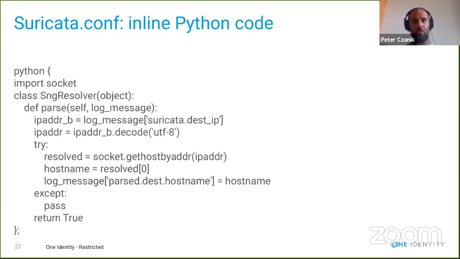Here you can see the Python code. Shorter code can be included within syslog-ng as well. For longer code, it's not really recommended. But for short code, it's pretty easy just to enter a few lines. In this case, it's resolving IP addresses to host names.